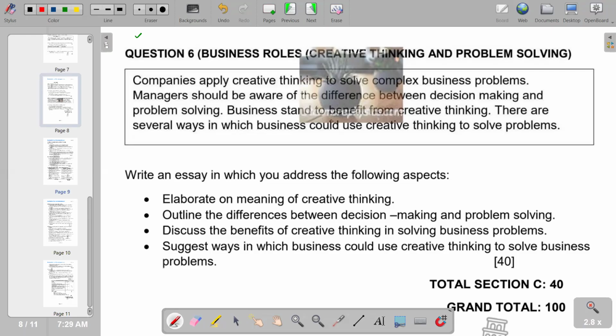Businesses tend to benefit from creative thinking. There are several ways in which businesses could use creative thinking to solve problems. So this is the information that we are given. Then on the question part, it reads, write an essay in which you address the following aspects.